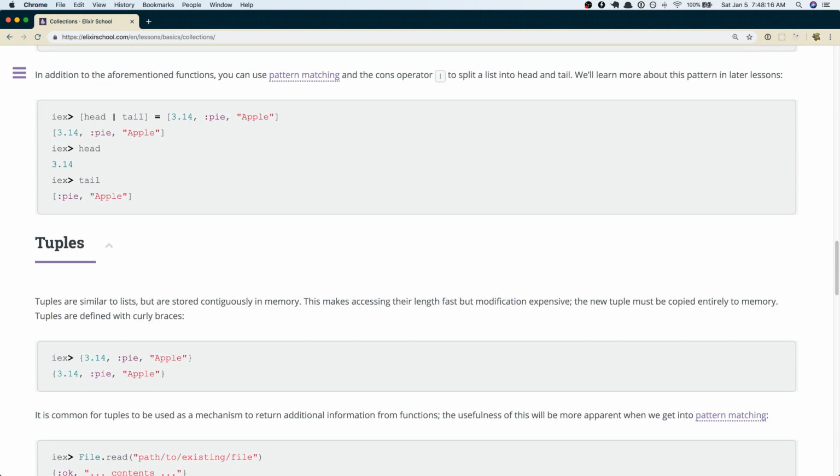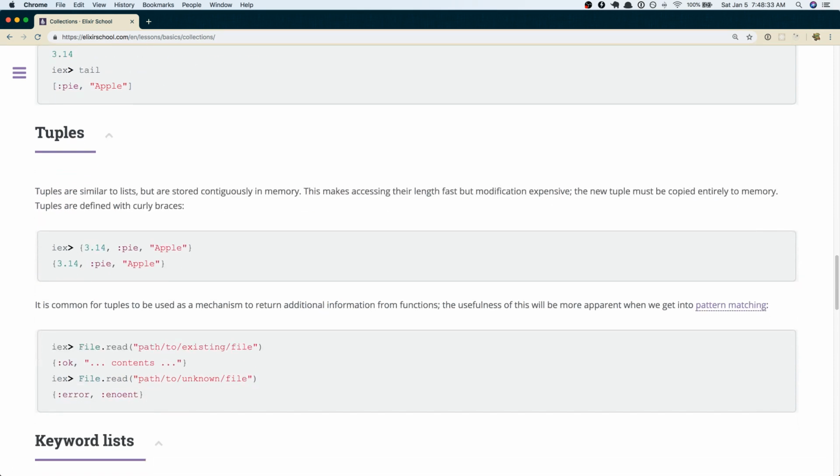Tuples. Tuples are similar to lists, but are stored contiguously in memory. This makes accessing their length fast, but modification expensive. The new tuple must be copied entirely into memory. Tuples are defined with curly braces. It is common for tuples to be used as a mechanism to return additional information from functions. The usefulness of this will be more apparent when we get into pattern matching.